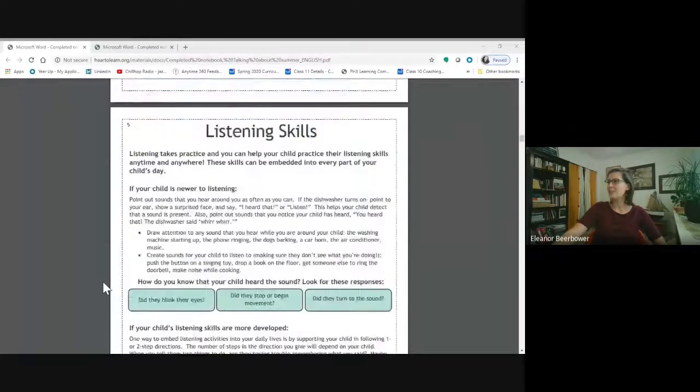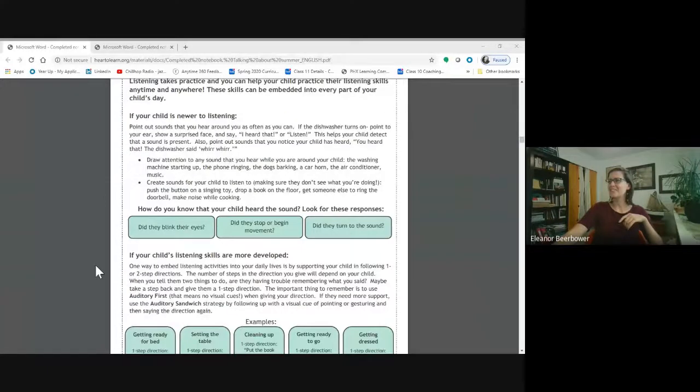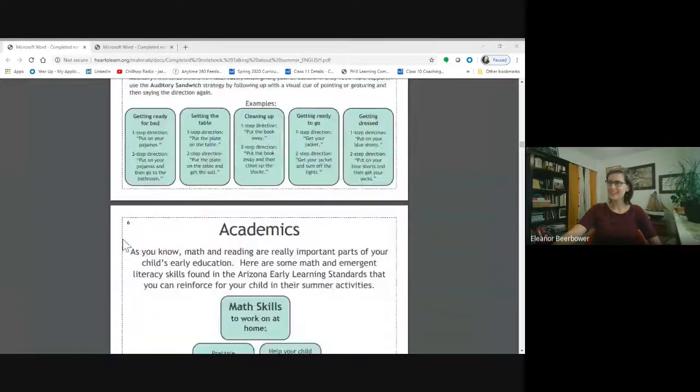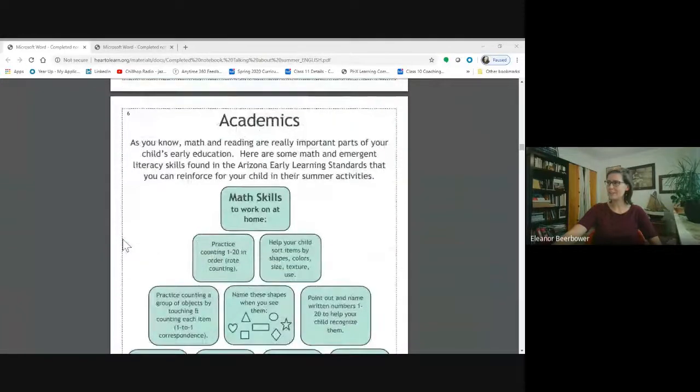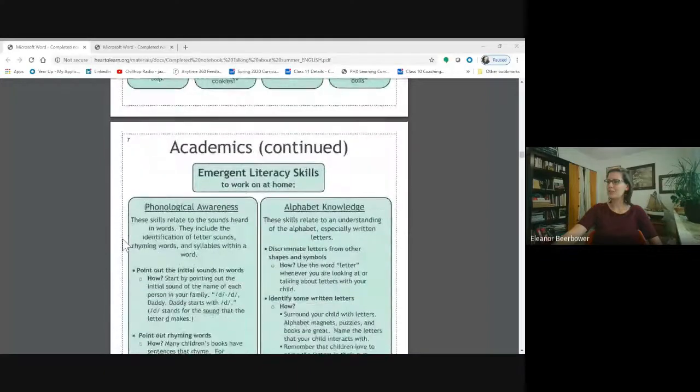There's also information about listening skills, specifically focused on listening to sounds, parents or people pointing out sounds and, did you hear that? And then also later developing listening skills, including things like 1- and 2-step directions. And you'll find some early academics, including math and emergent literacy.